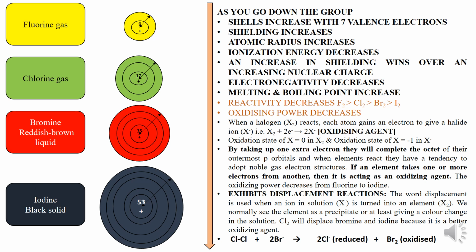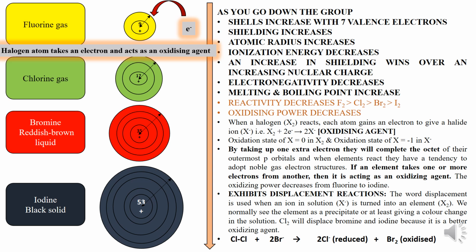Now talking about the reactivity of halogens. Reactivity is all about accepting an electron or donating an electron in a given reaction. Halogens generally have a tendency to accept an electron in a reaction. For example, fluorine accepts an electron in a reaction and thereby acts as an oxidizing agent. So halogens generally accept an electron in a redox reaction and act as oxidizing agents.